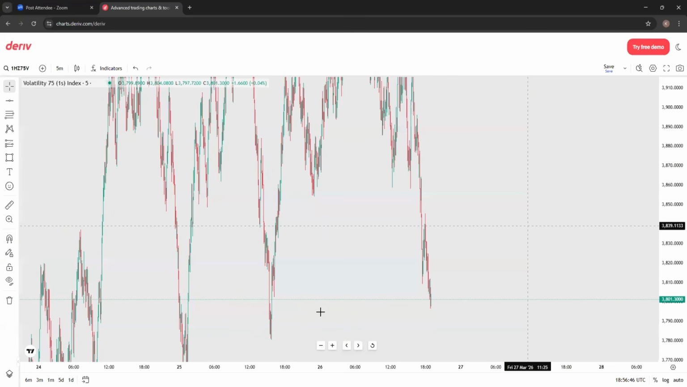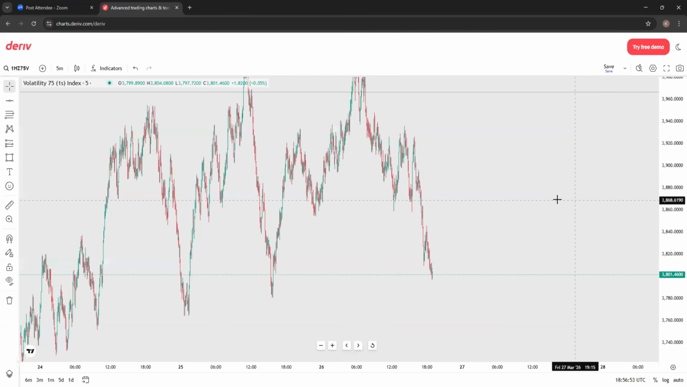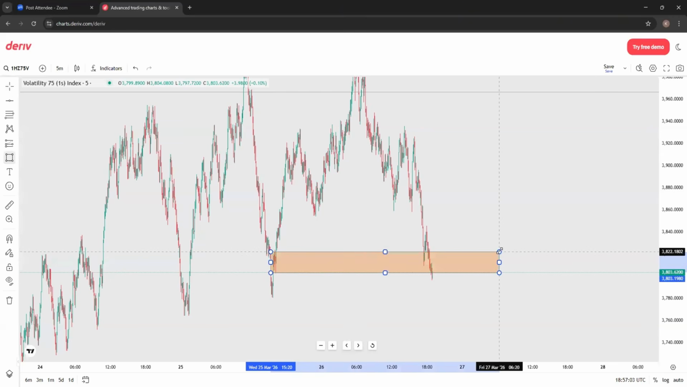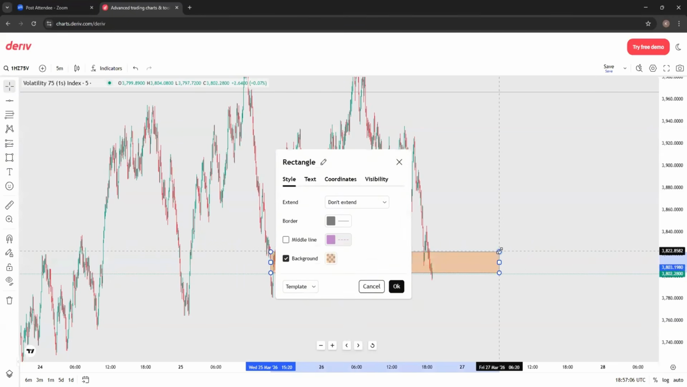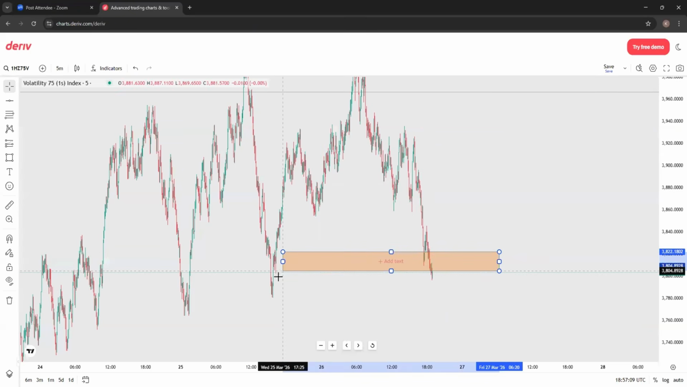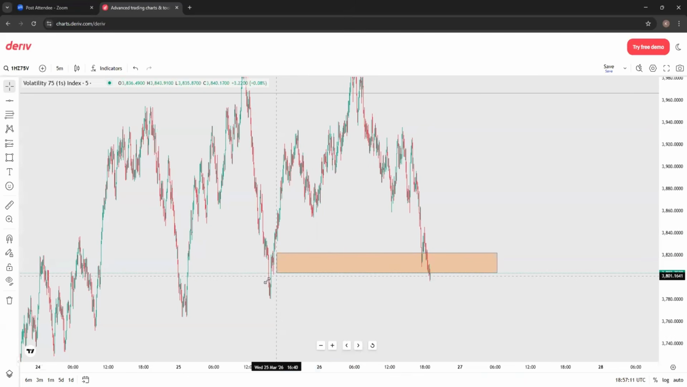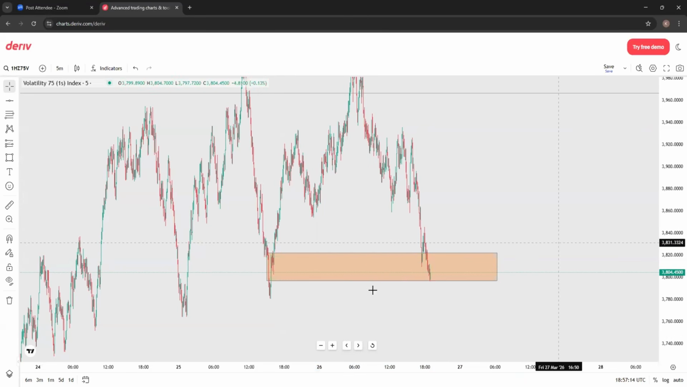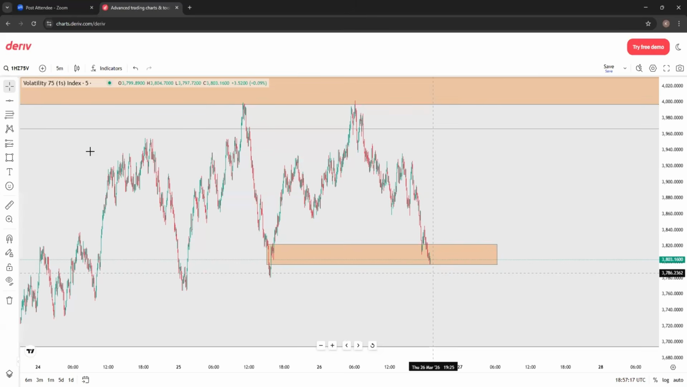Now what you see is we have a gap. At the same time, we have a demand zone that price is respecting, and a gap that price is just filling now. So I'm assuming from this area, what we are supposed to do is buy.